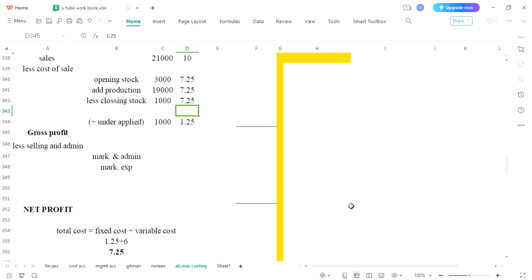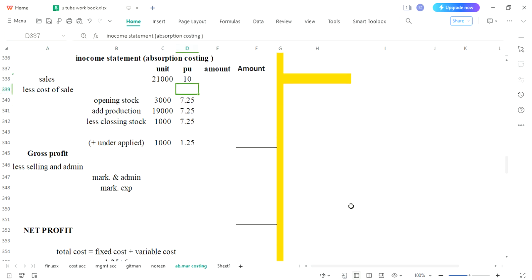It's time to calculate the amounts because all elements regarding units and per units have been completed. So let's put the amount. How will you calculate the amount? Units would be multiplied by per unit. Units of sale 21,000 multiplied by per unit sale price 10, and then units of opening stock 3,000 multiplied per unit. Units of production 19,000 multiplied by 7.25 per unit.